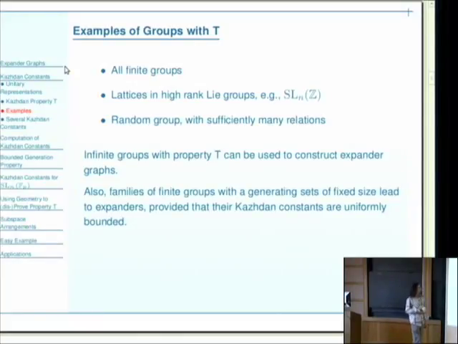So how are you constructing the expanders given these groups? If I have a group with property T, I fix a generating set for the group, and I look at all finite quotients of the group. This gives me a family of finite groups. In each of them I can take the generating set of the big group, project it to a generating set of the quotient, and take the Cayley graph.